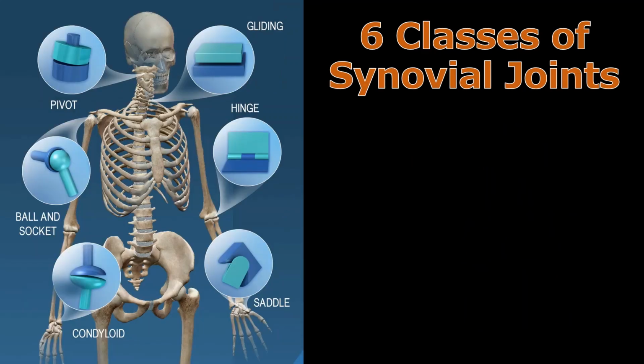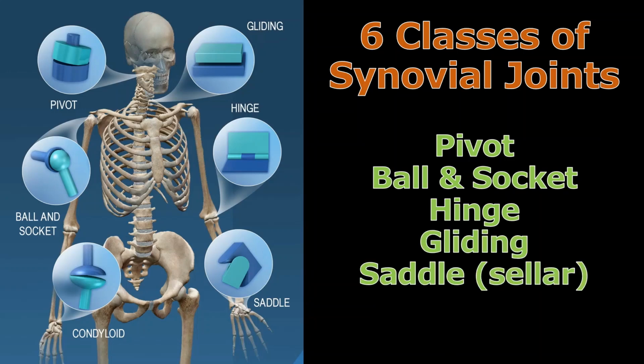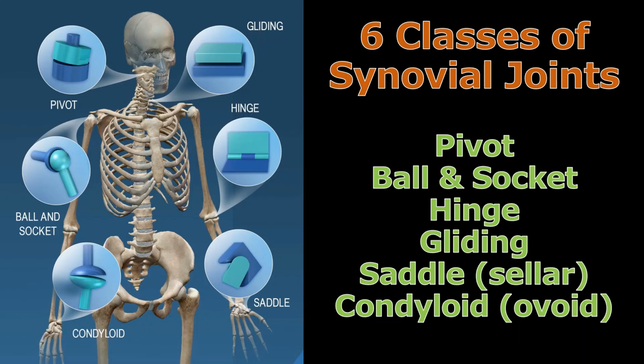These are the 6 major classes. I'm just going to read them out to you so you hear me pronounce them. Pivot, ball and socket, hinge, gliding, saddle or sellar. If you can remember the sella turcica from the sphenoid bone, it meant Turkish saddle, so sellar or saddle joint, and a condyloid joint, also known as an ovoid joint.